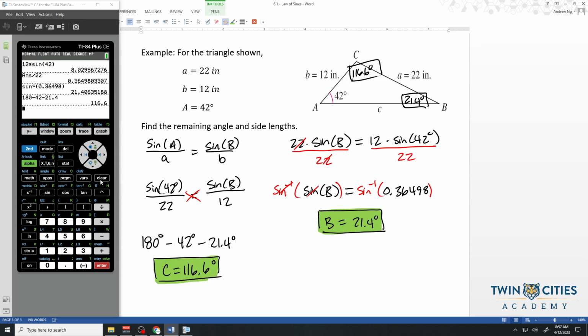And lastly, to find side length C, I can use law of sines again. For sure, I'll be using C because I've got one part, but I'm missing the side length. And then I can use either A's or B's. Just in case I made an error in finding angle B, I'm going to use A. So let's do sine of A over little a is equal to sine of C over little c. Let's do that over here.